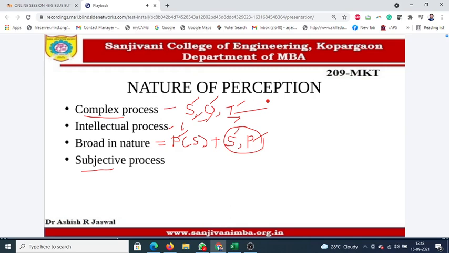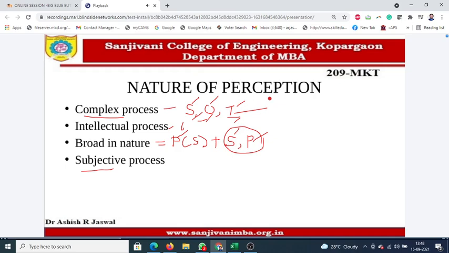The reason for perceiving the stimuli differently is their background, their learning and experiences, their motivation, their personality. Many things come into picture because of which they would be different from each other. Hence, perception is subjective in process.